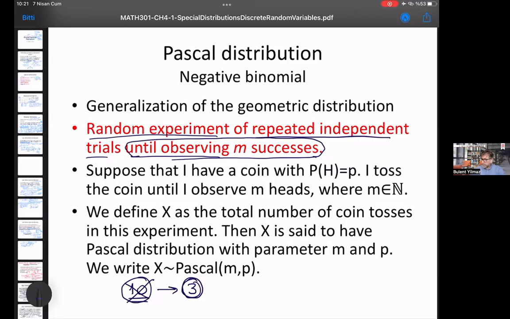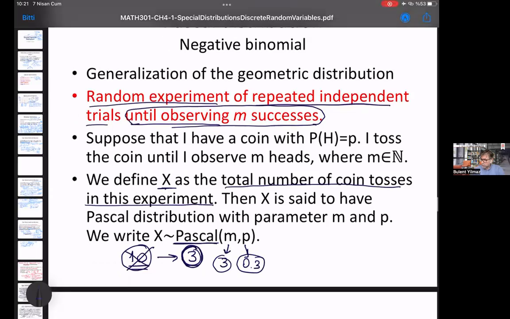What is the random variable? The total number of coin tosses in this experiment. Okay, how many times should I flip the coin until I observe 3 heads? Let's say it's a biased coin, and the probability of obtaining heads is 0.3. So I'm going to solve the question according to the Pascal distribution.